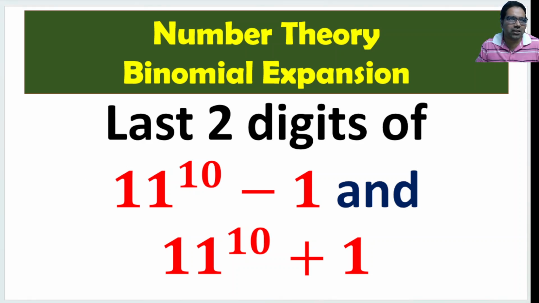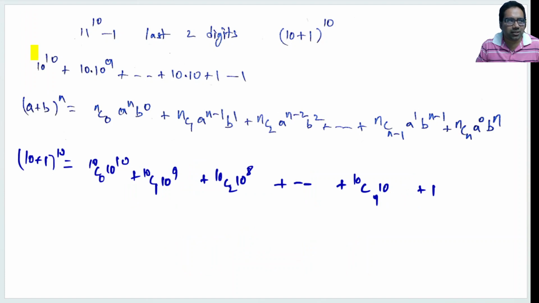We all know our binomial expansion. What is our binomial expansion? (a + b)^n equals nC0 a^n b^0, plus nC1 a^(n-1) b^1, plus nC2 a^(n-2) b^2, and so on, plus nC(n-1) a^1 b^(n-1), plus nCn a^0 b^n. Basically, we start with nC0 and go up to nCn, the power of a starts with n and goes to 0, and the power of b starts with 0 and goes to n. We all know this, right?